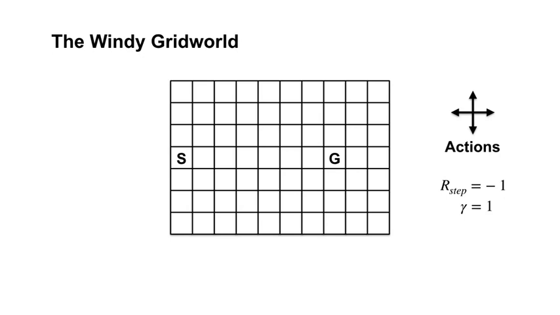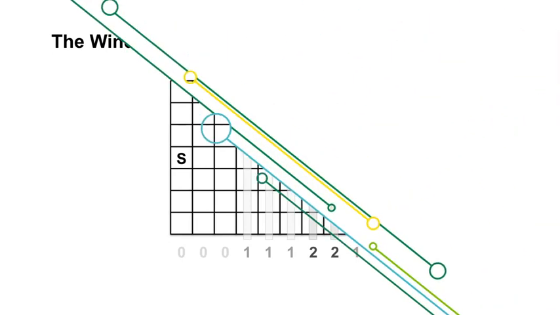Here's where the twist comes in. A wind blows the agent upwards when moving out of certain states. The wind strength in each state depends on the column. For example, if the agent is in a column with wind strength 1 and takes the action left, it will move left and then up 1 cell. Moving into a boundary does nothing.